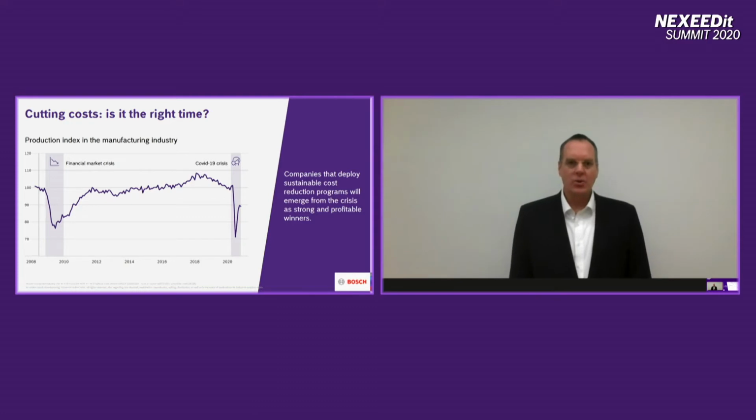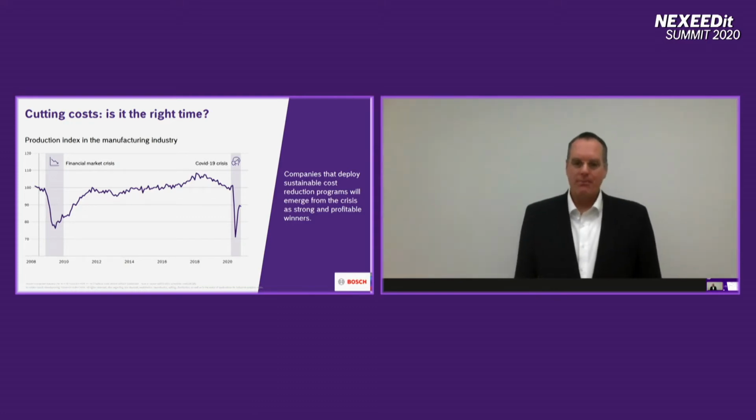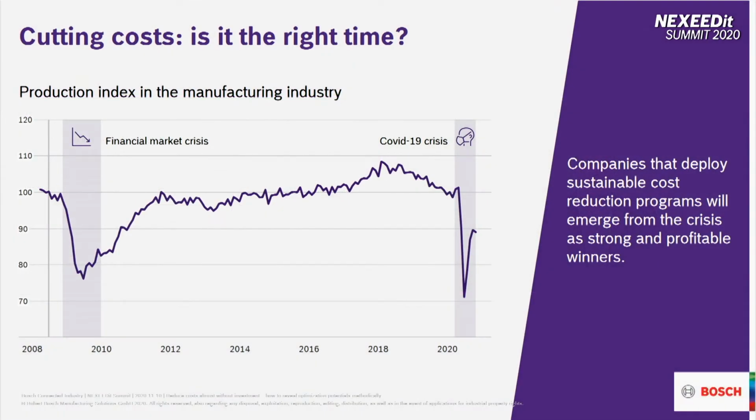The COVID-19 crisis has had a large impact on all manufacturing companies. You see here that the production index has decreased significantly. And as we have seen from other crises before, it takes a long time to recover from that. But companies that deploy sustainable cost reduction programs will emerge from the crisis as strong and profitable winners.